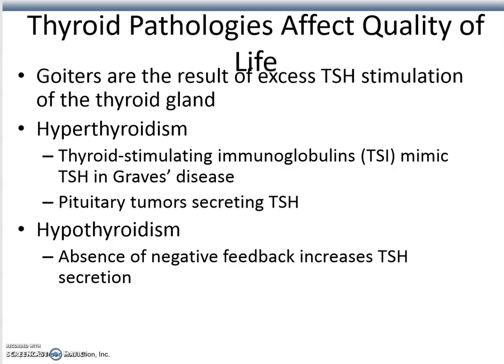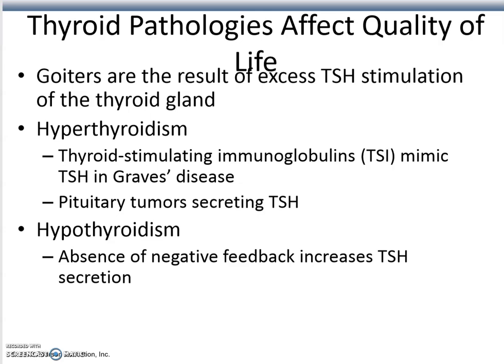If you have a pituitary tumor that's secreting TSH, well, then of course you're going to have a lot of TSH. You're also going to have a goiter, and you're going to have a ton of thyroid hormone. Both TSH and the thyroid hormone will be high, and this person definitely has hyperthyroidism with all of the effects of it.